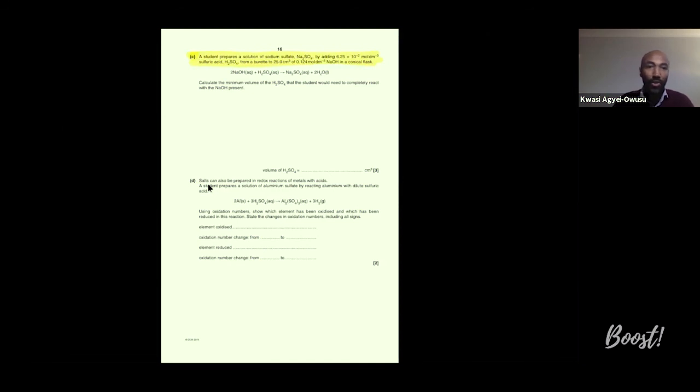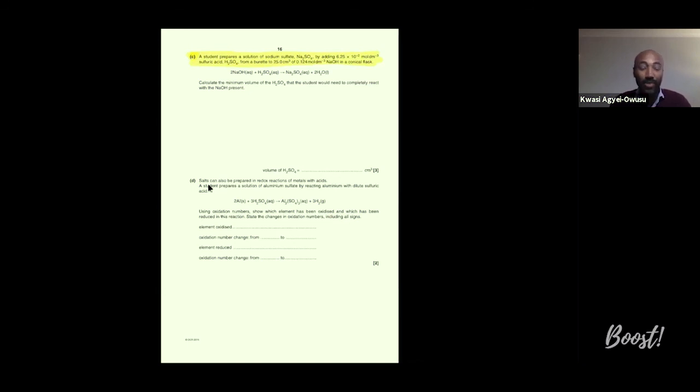Okay, so on your screen at the minute, we've got question 22 part C of the June 2016 AS chemistry paper, and I'll read out the question. It says a student prepares a solution of sodium sulfate, Na2SO4, by adding 6.25 times 10 to the minus 2 moles per decimeter cubed of sulfuric acid from a burette to 25 centimeters cubed of 0.124 moles per decimeter cubed sodium hydroxide in a conical flask. And you've got a balanced equation given to you.